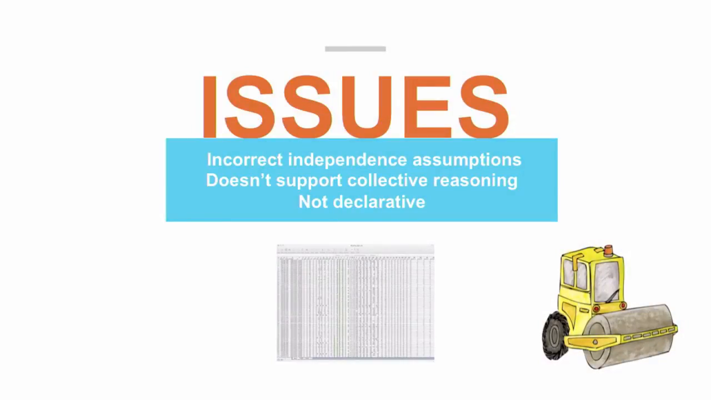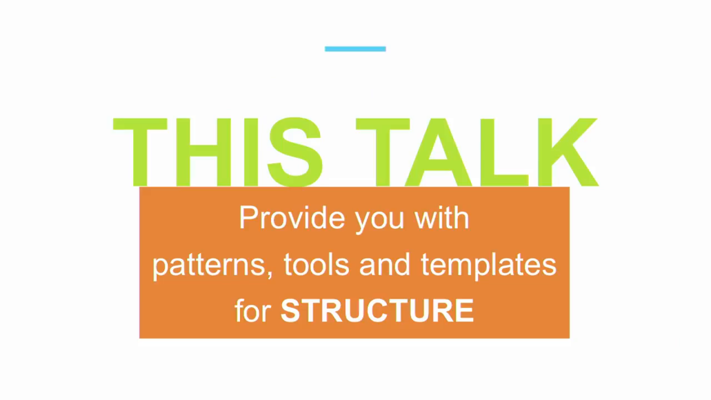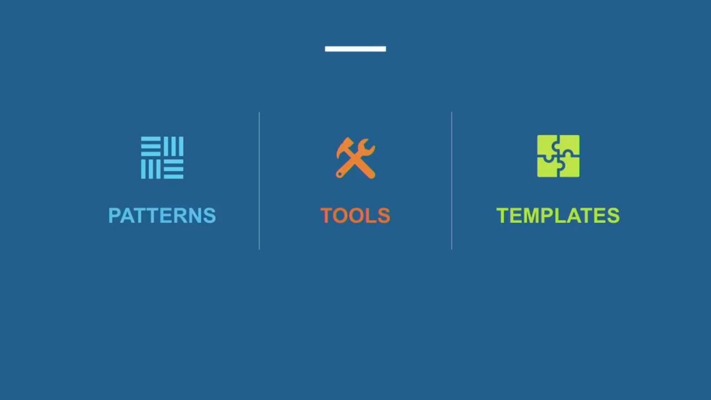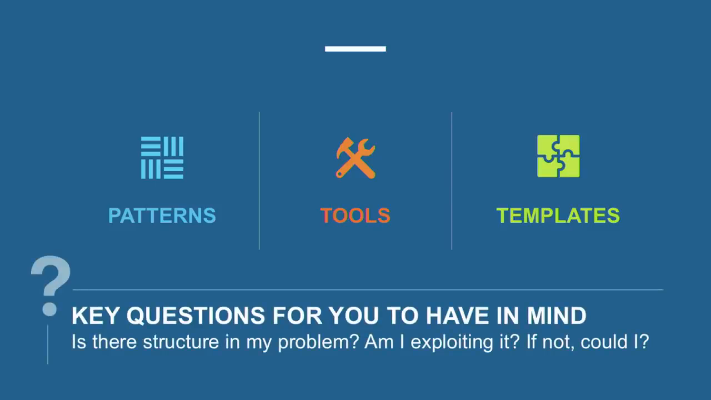So there's a real need to have ways that you can declaratively talk about how you transform the structure into features. And so in this talk, I hope to provide you with some patterns, some tools, and some templates for dealing with these kinds of structure in both inputs and outputs. And as I go through these, I really hope that you'll keep in mind for the kinds of problems that you're looking at, is there structure? If there is structure, are you exploiting it? And if you're not, could you?